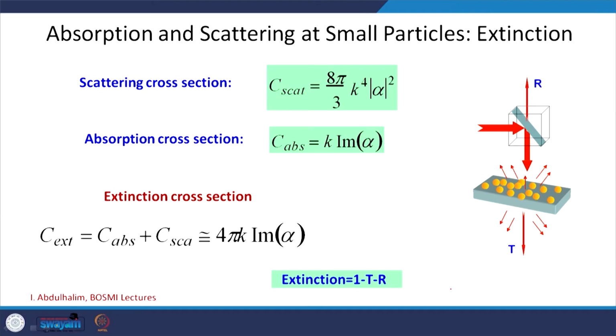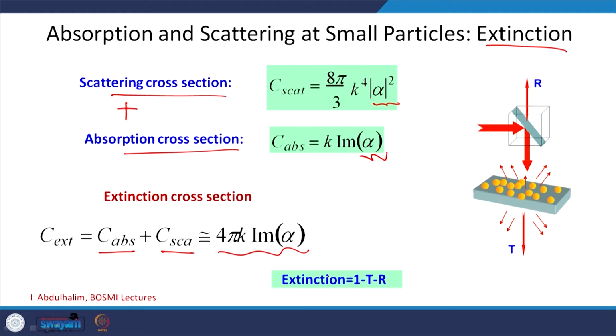So, if we want to see what is absorption and scattering, then we need to know the absorption cross section and scattering cross section both. This was a function of alpha, this is also a function of alpha, and they added together are called extinction. So, extinction cross section is given by absorption cross section plus scattering cross section, which is almost this term.